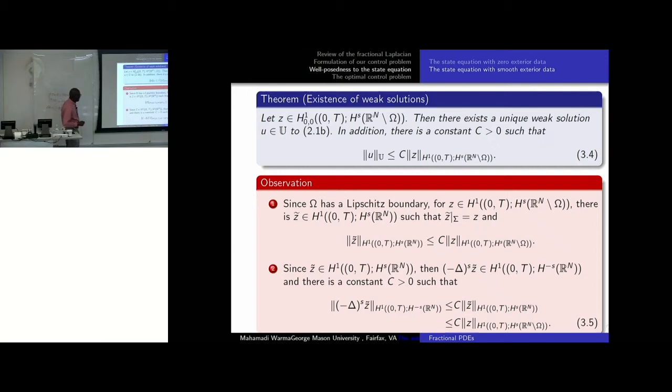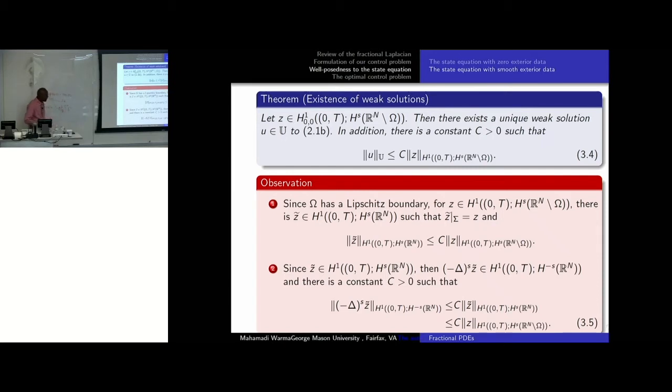To give you an idea, it is only that, like I said, since Omega has a Lipschitz boundary, for any Z, I can extend it to Z tilde, and the extension operator is continuous. That is, the norm of Z tilde in the full space is less than a constant times the norm of Z with values in H^s of the complement. That is the consequence of the extension. Now also we know that Z tilde is in H1 with values in H^s, then we can calculate the fractional Laplacian of Z tilde, and we will be in the space H1 with values in the dual of H^s, that is H^{-s}.